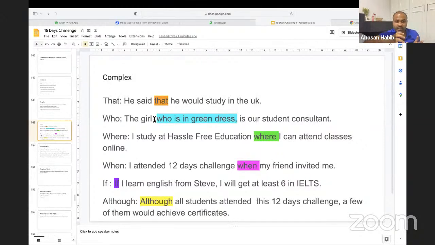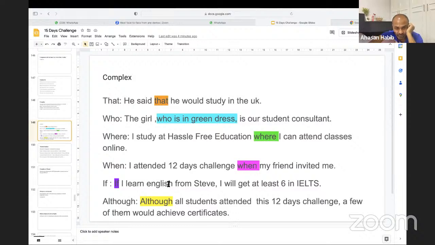So once you would like to put some sort of extra information in your sentence, in that case, you should use complex sentence. And this is the format of using complex sentence. Now I'm going to give another example. I study hassle-free education where I can attend classes online. So what we are doing, we are adding a lot more information in our writing. So next one is when I attended 12 days speaking challenge when my friend invited me, right? So using when, you are making a lot more sentences, you are adding a lot more information.